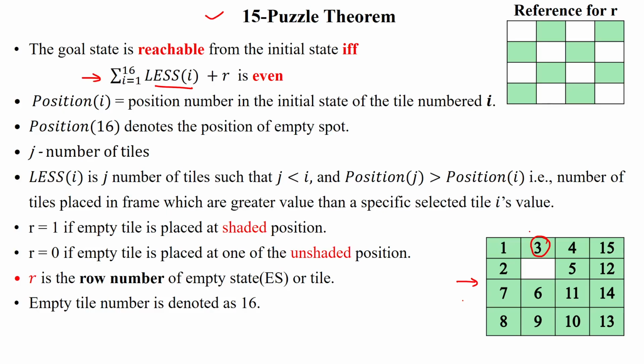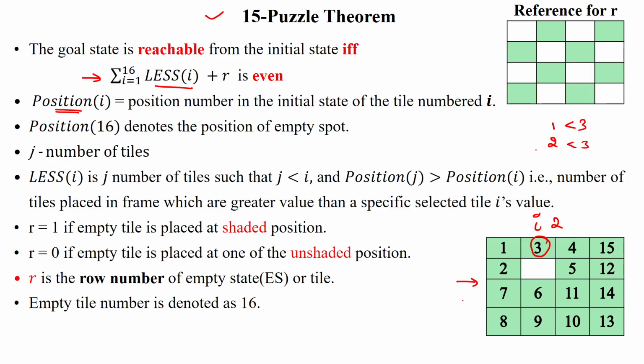Here the number 3 is the tile number i. Then we have to identify the position of i. The position of i is here 2. Here, for the position of i, we consider the numbers which are less than 3. Less than 3, we have two possibilities, 1 and 2. So these two tiles are less than 3.